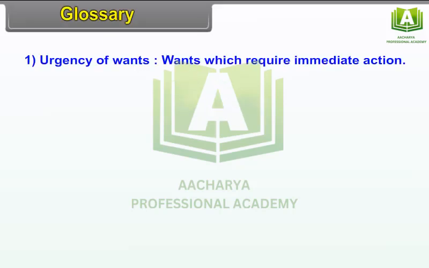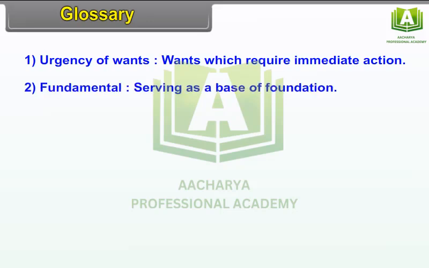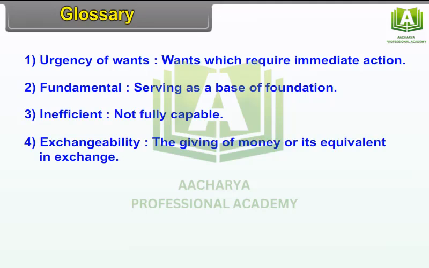Glossary. Urgency of wants: wants which require immediate action. Fundamental: serving as a base or foundation. Inefficient: not fully capable. Exchangeability: the giving of money or its equivalent in exchange. Relative: in comparison with.